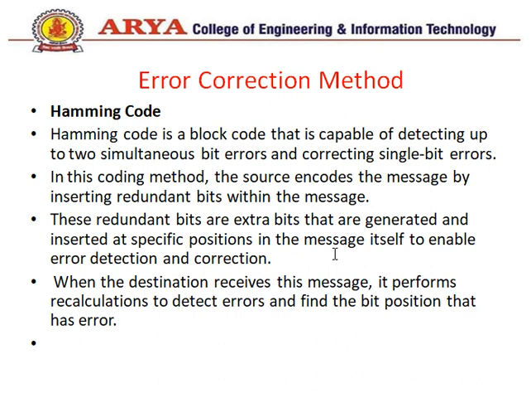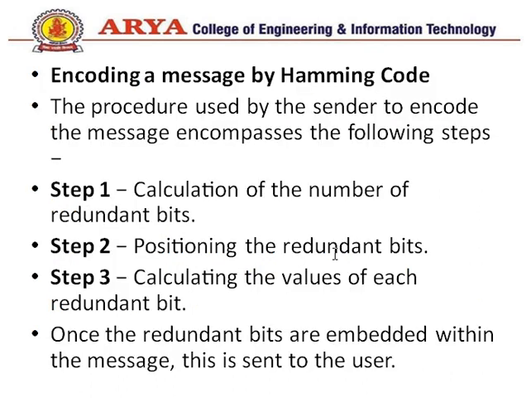These redundant bits are extra bits that are generated and inserted at specific positions in the message itself to enable error detection and correction. When the destination receives the message, it performs a recalculation to detect errors and find the bit position that has the error. Encoding a message by Hamming code. So here we will discuss how a message is encoded.